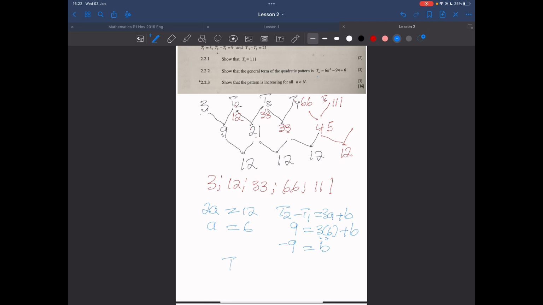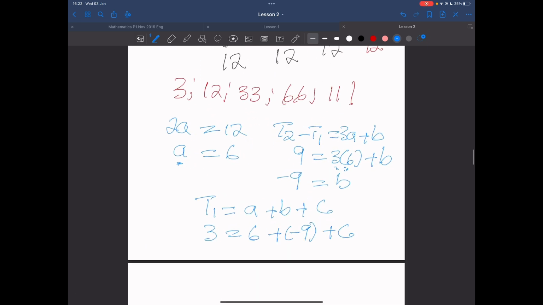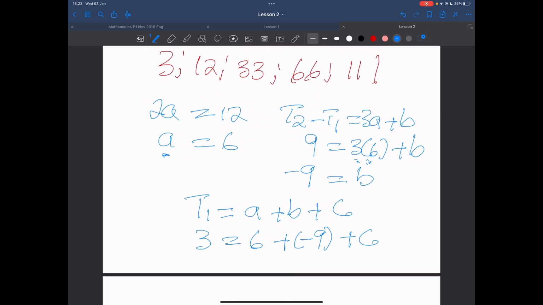And then we can now say term 1 equals a plus b plus c, which will help us to get a value of c. So term 1 is 3. We have a 3. A is 6. B is negative 9. And c is what we are looking for.